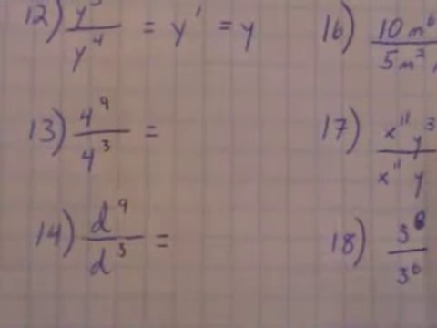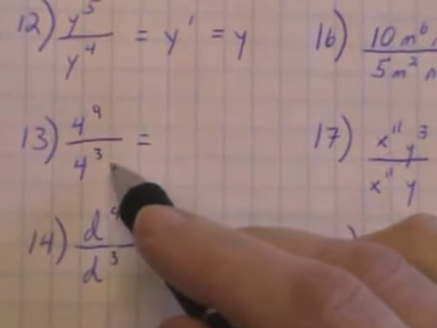I'll probably start some music now. See what you can do with these on your own. This is 4 to the 9th over 4 to the 3rd.